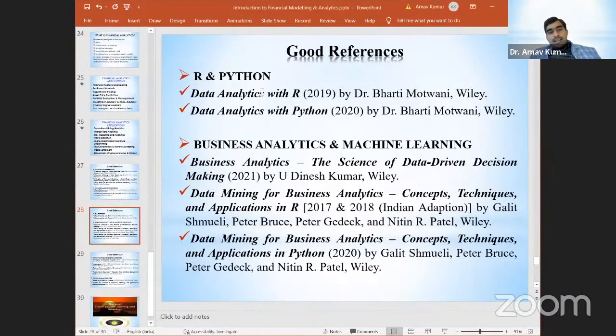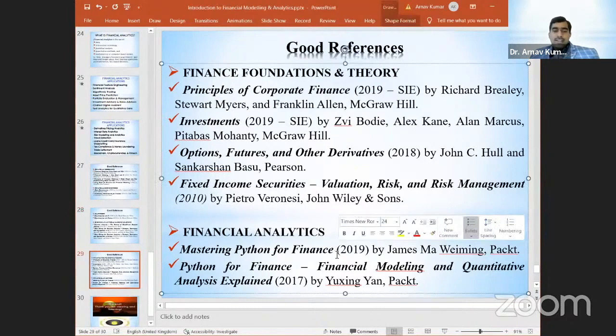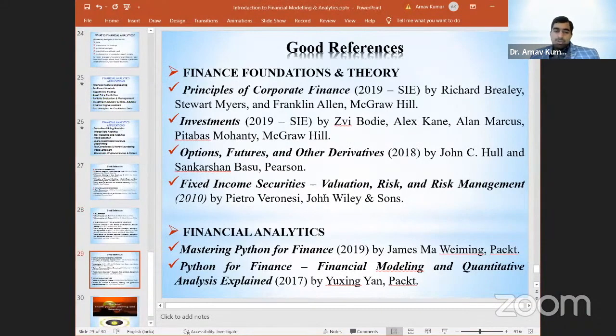Then for learning R and Python, a very comprehensive book I found is Data Analytics with R and Python by Dr. Bharti Motwani. She is an Indian author. And for business analytics and machine learning, these are some good references. For finance foundations, you should recommend the standard textbooks for finance, like Brealey and Myers for corporate finance, Bodie, Kane and Marcus for investments, and Hull and Basu for options. And for financial analytics, you can have these books: Mastering Python for Finance, and Python for Finance: Financial Modeling and Quantitative Analysis. These are what I have found, but all of these are constantly evolving.